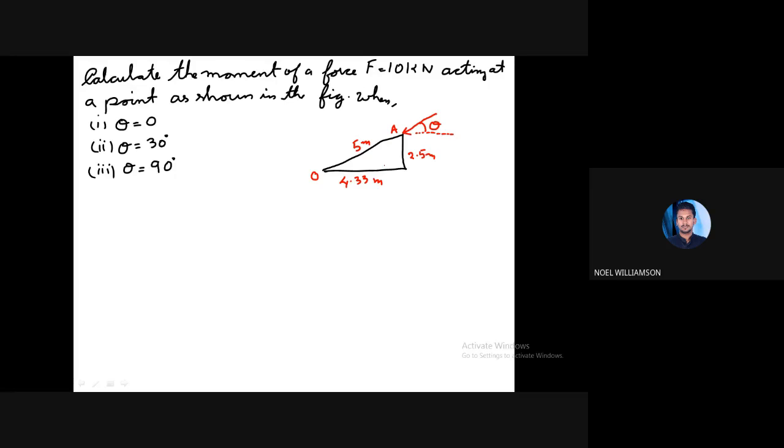You are having three cases. Okay, so I think you have finished drawing the figure. Now you will see each case.